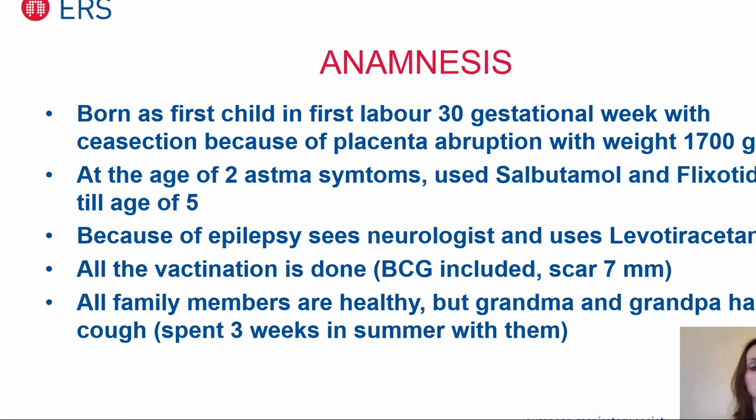What was known about this boy: he was born premature. At the age of 2, he had asthma symptoms and used therapy until age 5. He has epilepsy, sees a neurologist and uses levetiracetam. All the vaccination is done. All the family members are healthy. Grandmother and grandfather have a cough, and he spent 3 weeks in summer with them, but otherwise they are healthy.